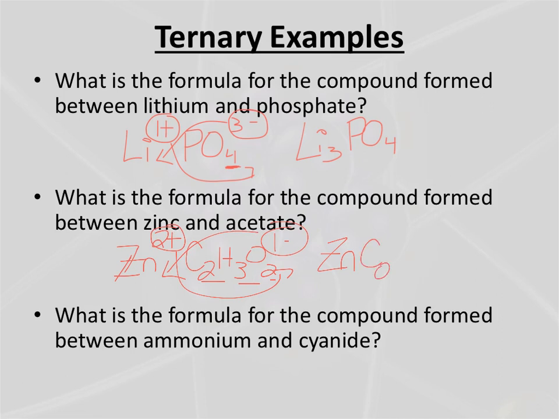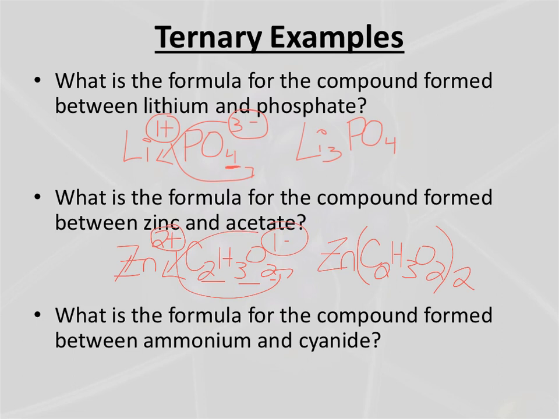And then C2H3O2 is getting a 2. Now, to indicate that the 2 should go to the entire C2H3O2, you need to put parentheses. So you'd put that in parentheses and then put a 2. So basically, anytime a polyatomic gets a number from the swap other than one, you've got to put parentheses, okay? So that would be your formula.